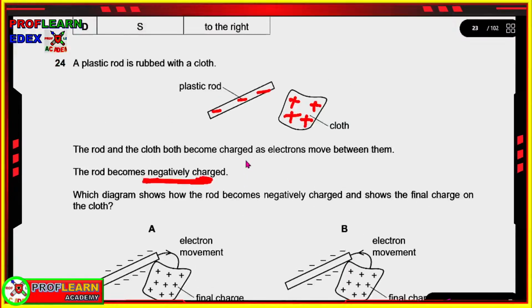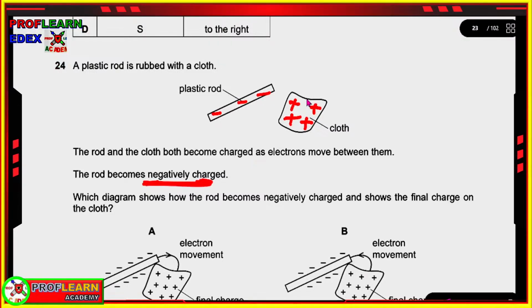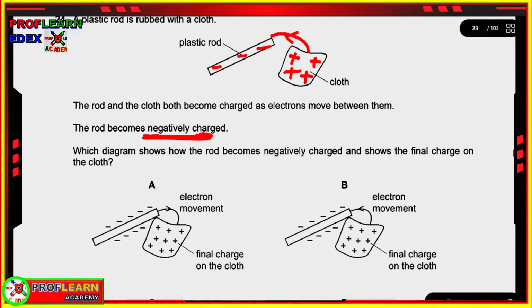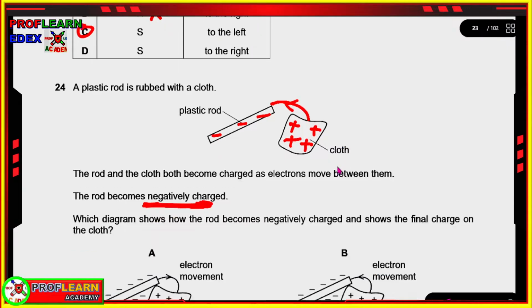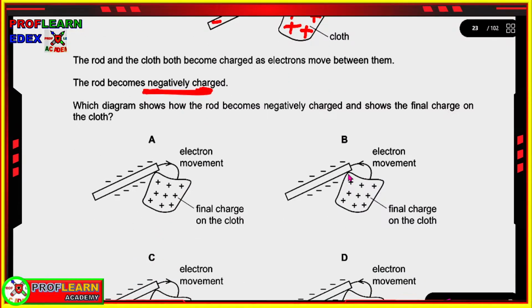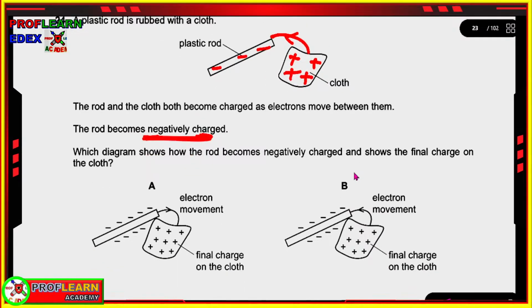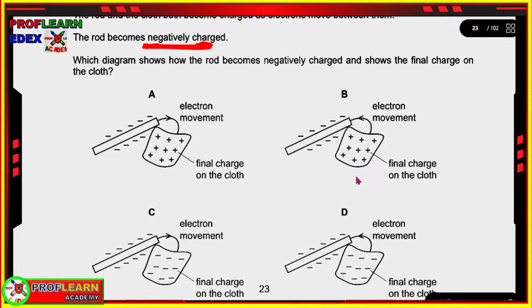And in that way, electrons are flowing from the cloth to the rod, because positive charges don't move. So we are going to say the correct answer for question number 24 is B: the cloth's final charge is positive, and the rod is negatively charged.